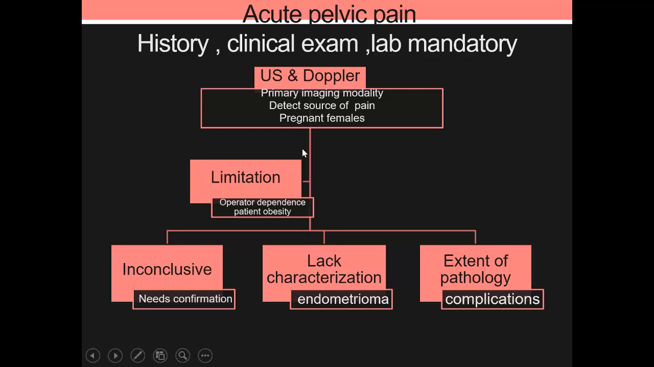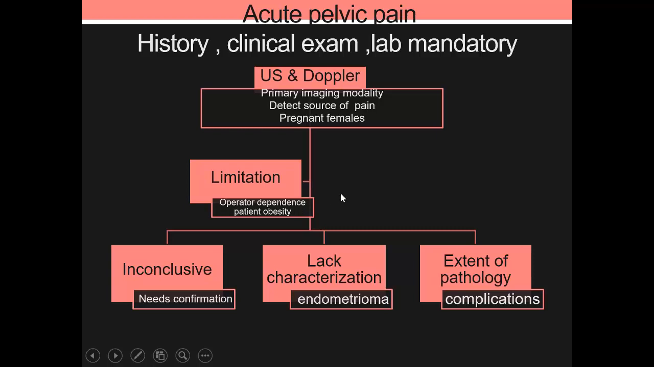For acute pelvic pain, good history is very important, along with clinical examination and laboratory tests. For example, in appendicitis, you must do a leukocytic count assessment. Ultrasound and color Doppler is the primary imaging modality. We can detect the source of pain by the ultrasound probe, and in a pregnant female, of course, it is very important. Limitations: it is operator dependent. This is very important, so please be careful during ultrasound examination.